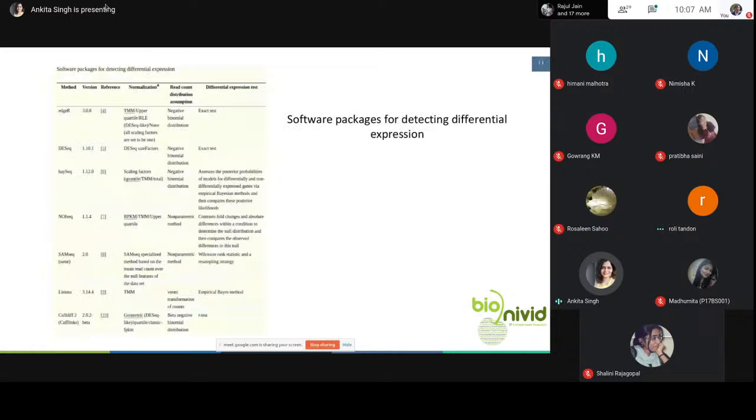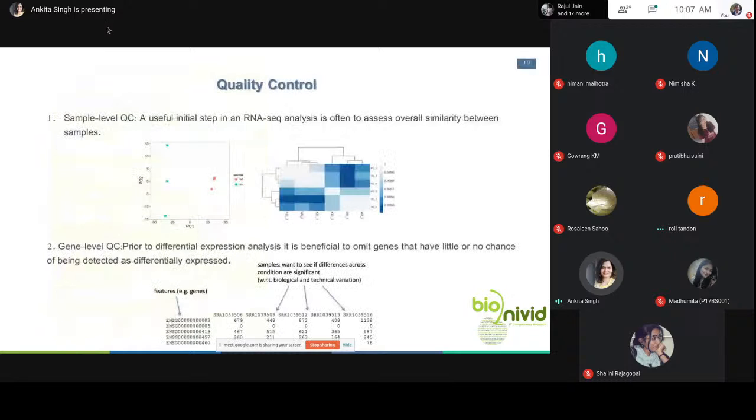With DESeq, why I prefer DESeq2 first is that these particular things which we have discussed right now, the sample level QC, gene level QC, and the normalization method which has been used by DESeq, give good results. Even if you have a very small dataset, DESeq is always very reliable, and it gives fewer false positives.